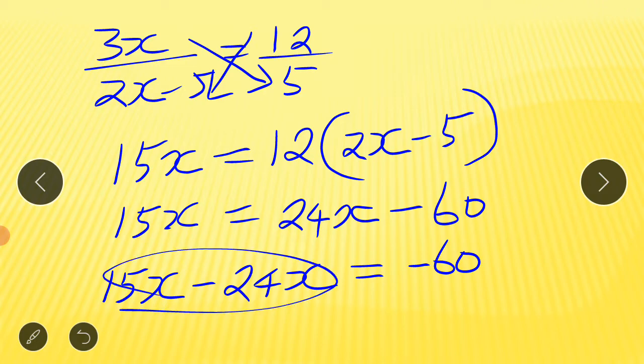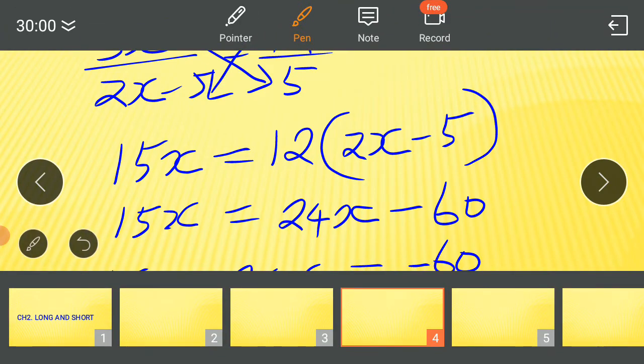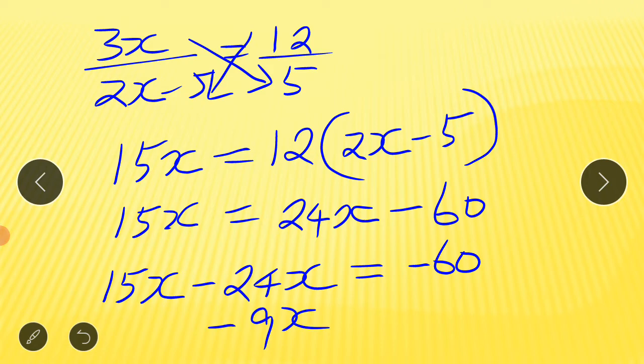Now let's simplify the x terms. Plus 15 minus 24, unlike signs, subtract and take the greater number's sign, so we will have minus 9x. Is it? Minus 9x equal to minus 60.